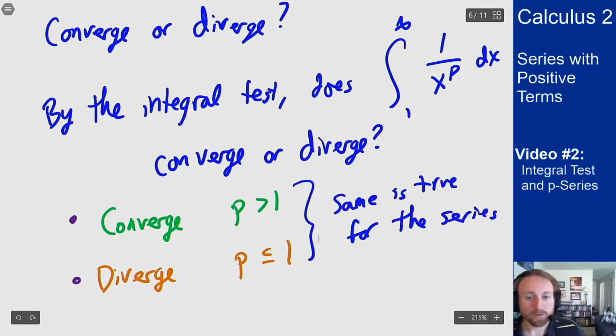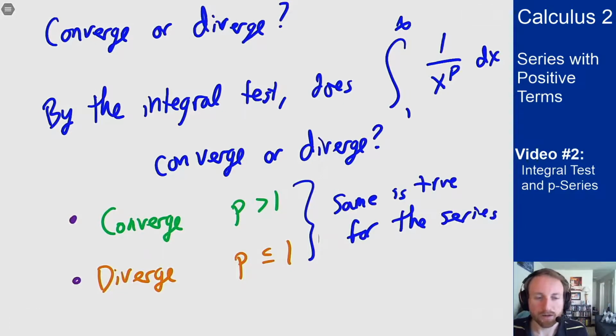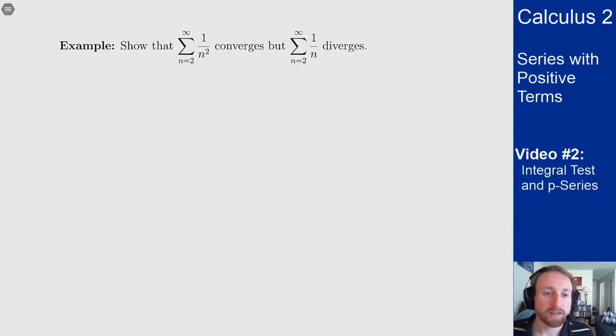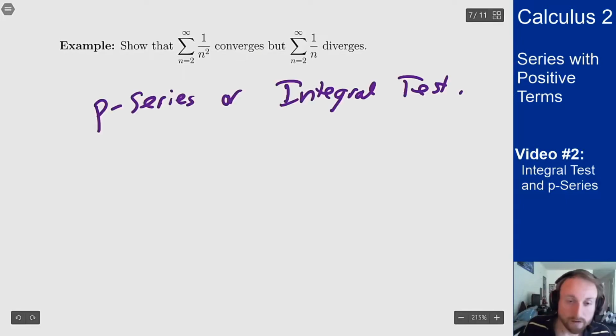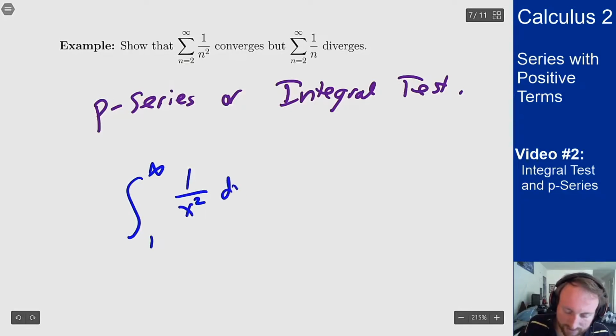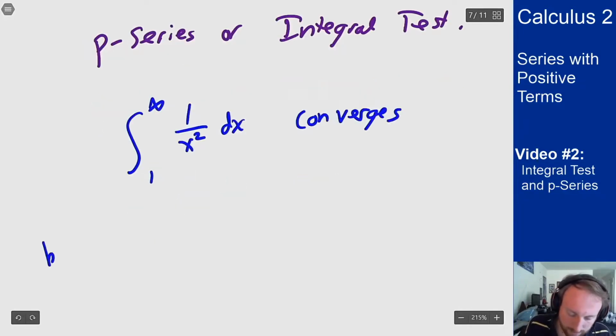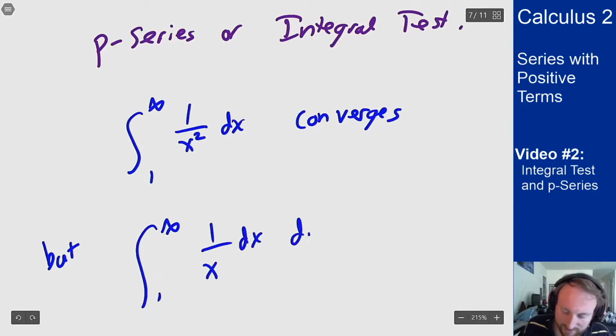So these here will be important facts to know when we're talking about a lot of the other tests later on, that these are your base cases. These are things that you know converge and diverge that you can then use in all the other tests. So for example, show that the sum from n equals 2 to infinity of 1 over n squared converges, but 1 over n diverges. This is again just the integral test, or the fact that we know things about P series. The point being, the integral from 1 to infinity of 1 over x squared dx converges, but the integral from 1 to infinity of 1 over x dx diverges because that's a log.